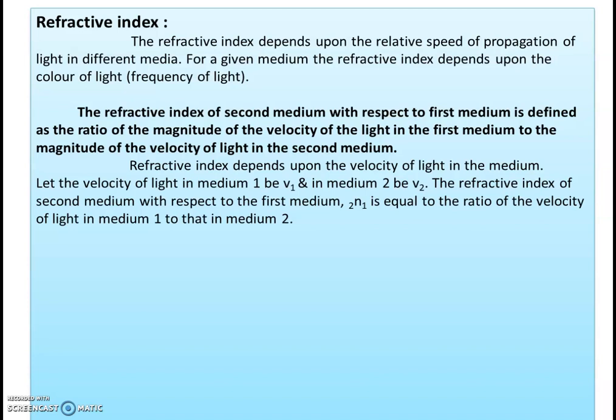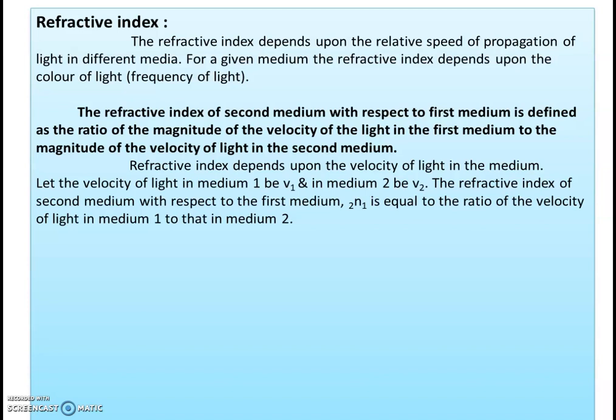The refractive index of the second medium with respect to the first medium is defined as the ratio of the magnitude of the velocity of the light in the first medium to the magnitude of the velocity of light in the second medium. In short, we can say that the refractive index of any medium can be calculated by using their speed in different media. Now let us find out the formula.